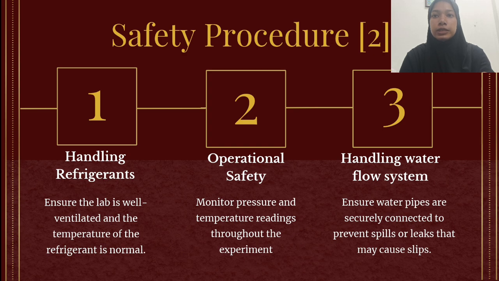Secondly is the operational safety. We need to always monitor pressure and temperature readings throughout the experiment. Also, to ensure the system is internally stable, as stated in the methodology of the experiment, we need to allow the cooling system to stabilize for approximately 10 minutes to avoid fluctuating data and system stress. Lastly is handling the water flow system. Ensure the water pipes are securely connected to prevent spills or leaks.